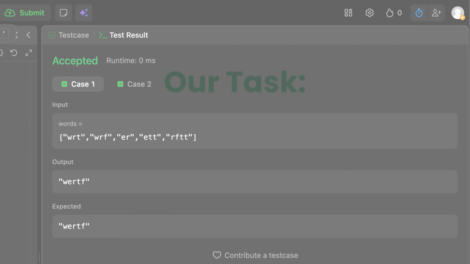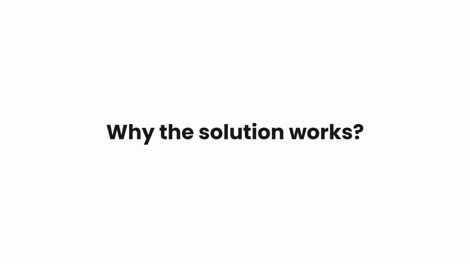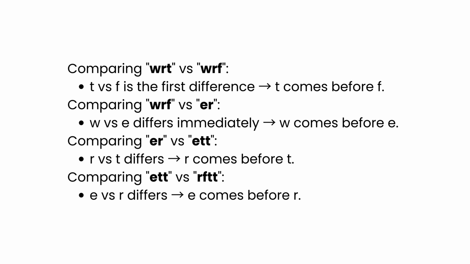...not English. Our task is to recover the letter order that makes this list valid. Here's why the solution works. The algorithm compares each adjacent pair of words to extract ordering rules. Comparing WRT versus WRF, T versus F is the first difference. T comes before F.